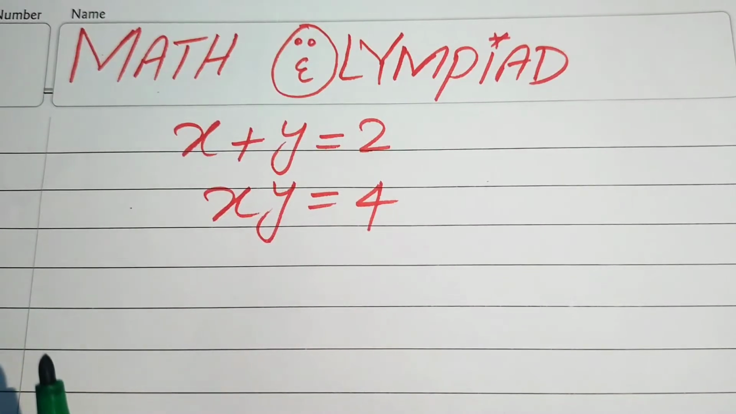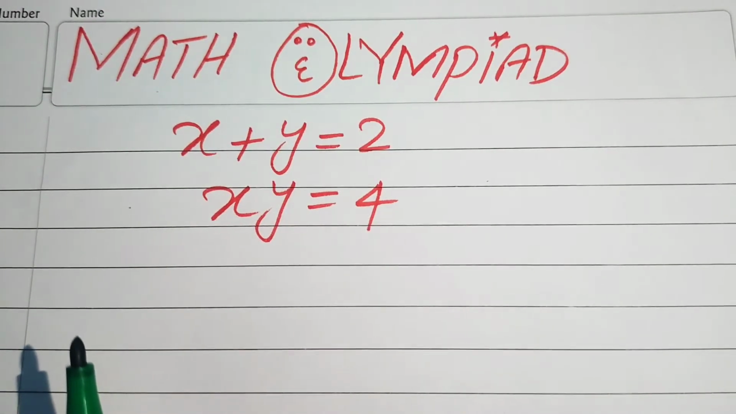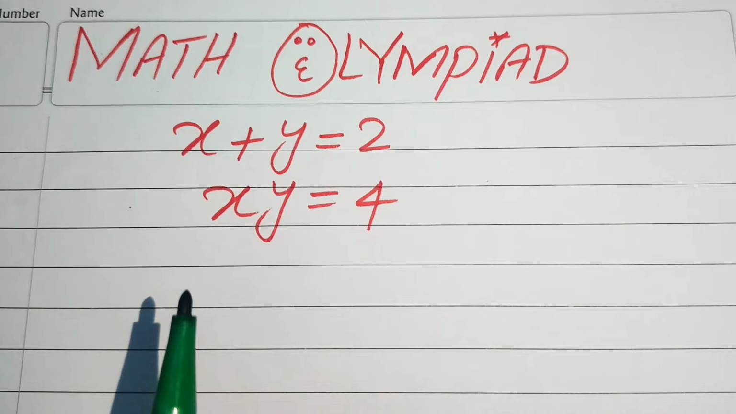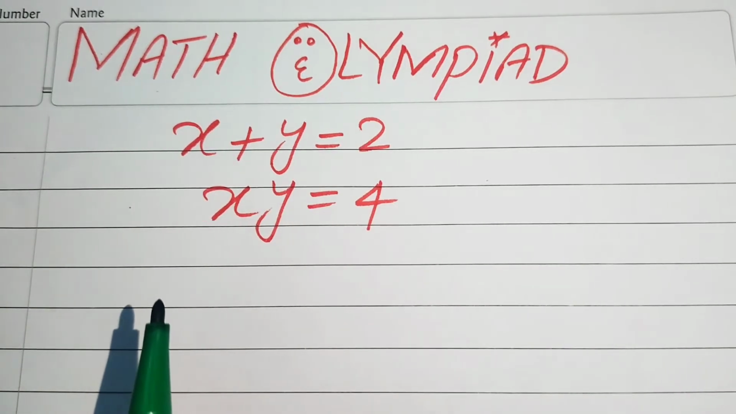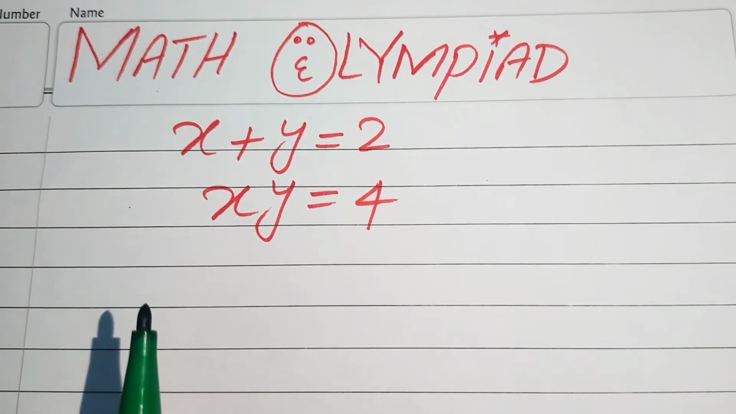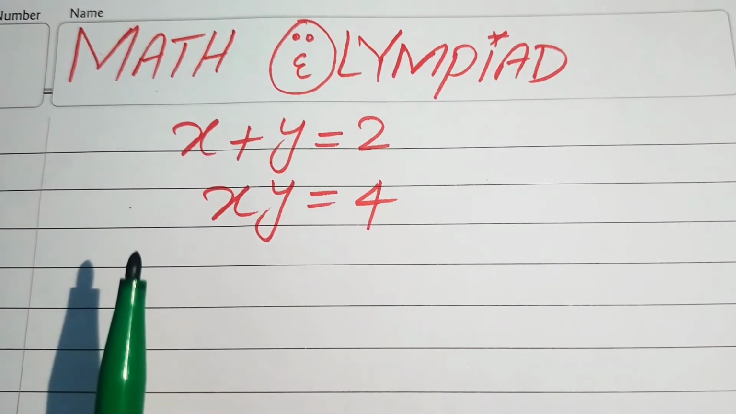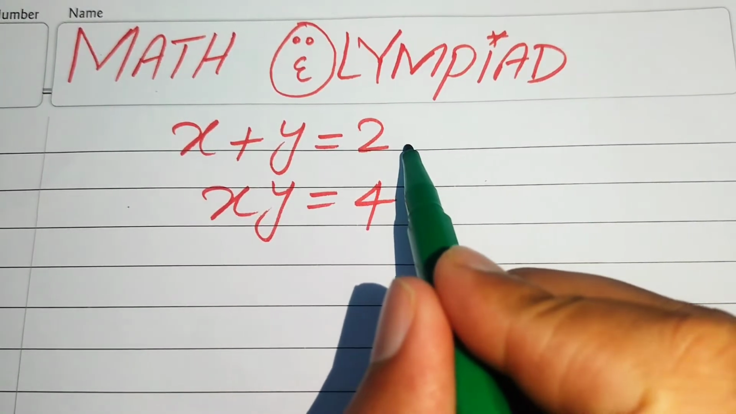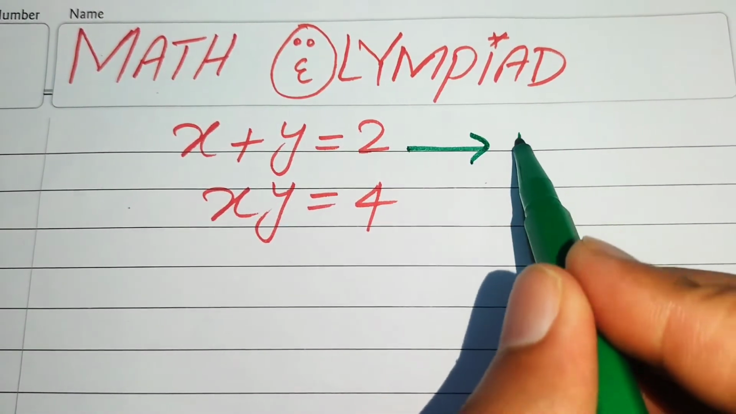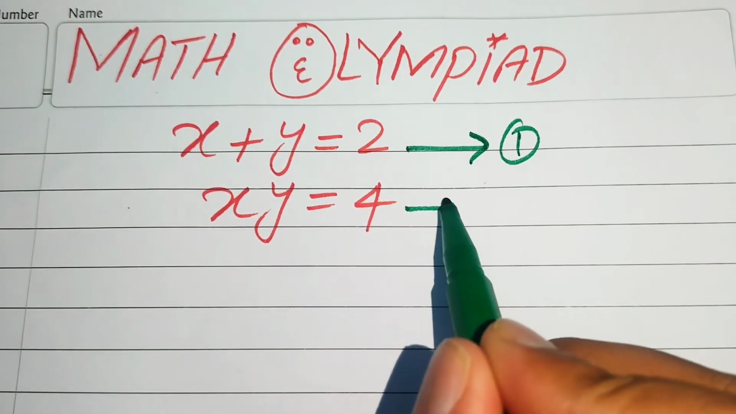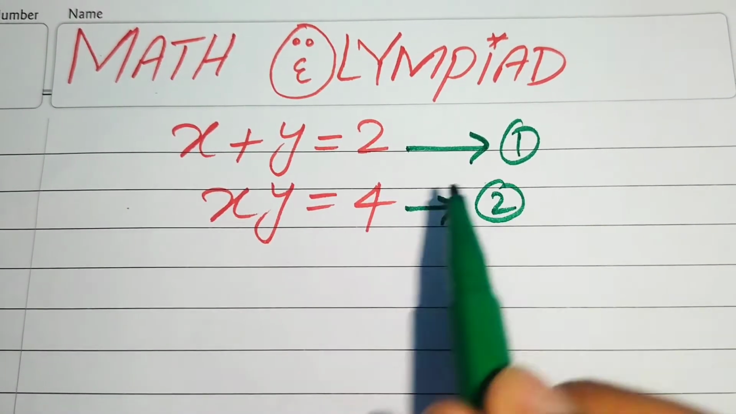Hello everyone, welcome to solve this math Olympiad algebra problem. Here we have x plus y equals 2 and xy equals 4, and we solve this problem for the values of x and y. The first we take this equation as equation number 1 and we call this our equation number 2.